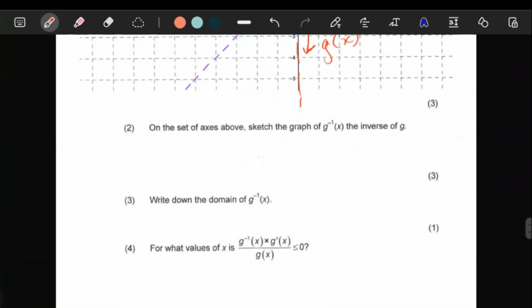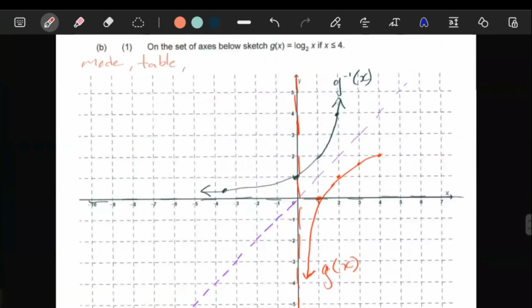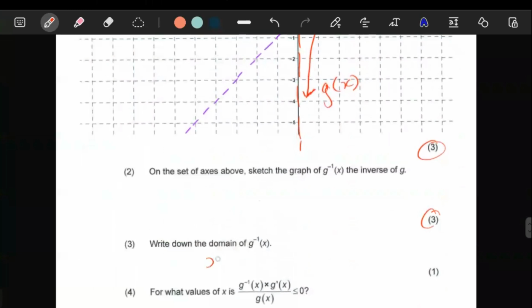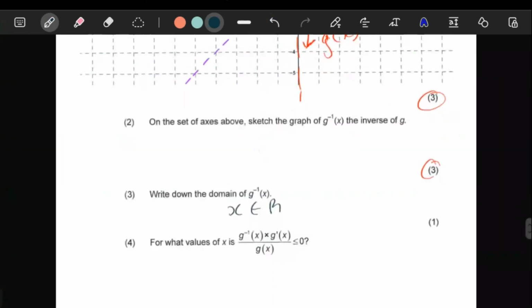Okay, yeah, we did this. It says write down the domain of the inverse. Remember, the domain is the x values that your graph goes to. From left to right, there's nothing restricting your graph. So you can say domain x is an element of R, meaning it has all the x values there are in the world.